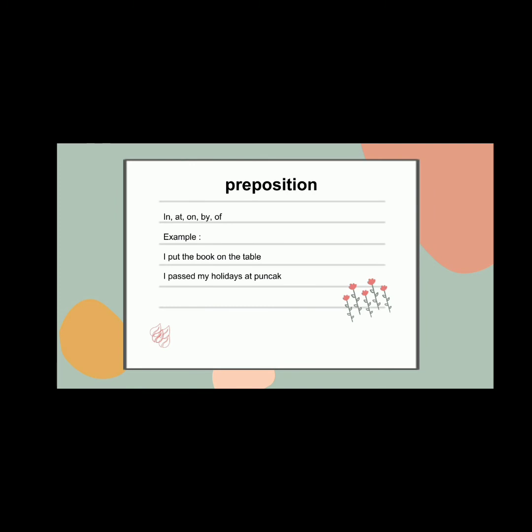Then the preposition is the word that is often used in front. Examples are in, at, on, by, of, and others. For example: I put the book on the table, and the word on here is a preposition. The second example is: I spent my holiday at the top, so at is a preposition.